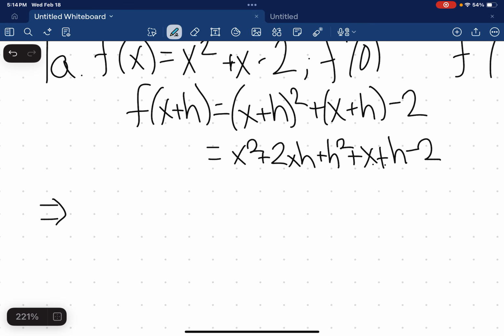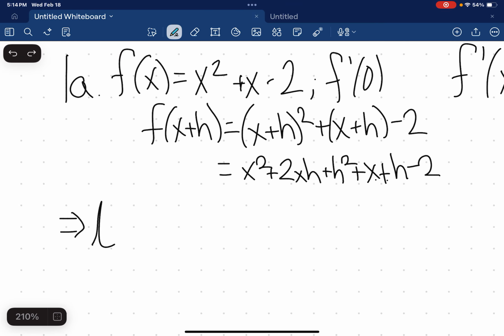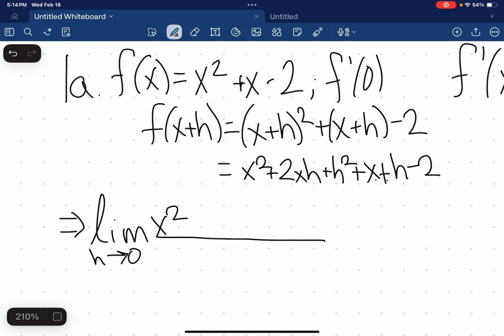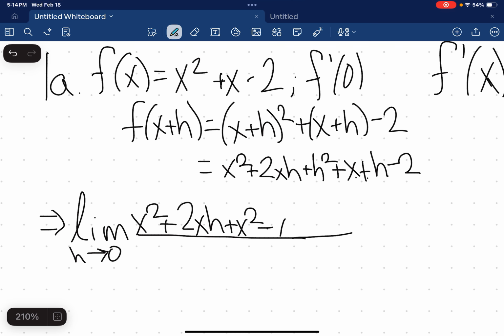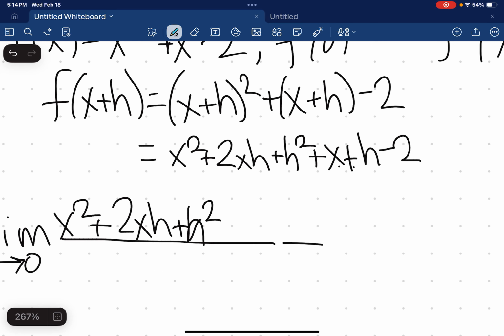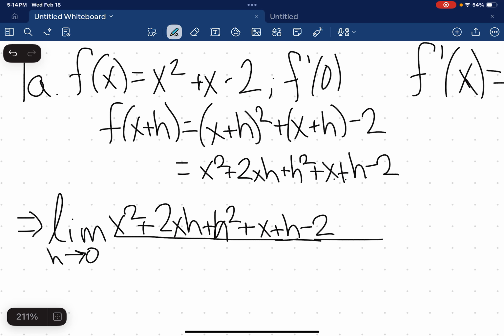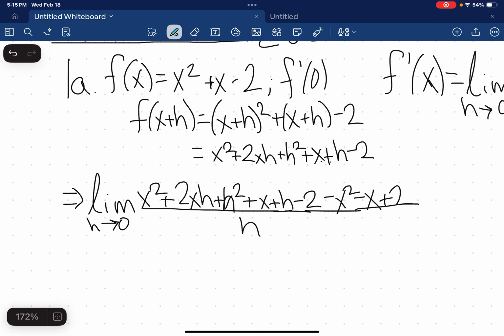So let's create a little thing down here. So the limit as h approaches 0 of f of x plus h, which is equal to this, so x squared plus 2xh plus, sorry, not x squared, wow, plus h squared plus x plus h minus 2 minus the original function, so minus x squared minus x minus 2 plus 2 divided by h. Okay, here we need to start canceling out terms.